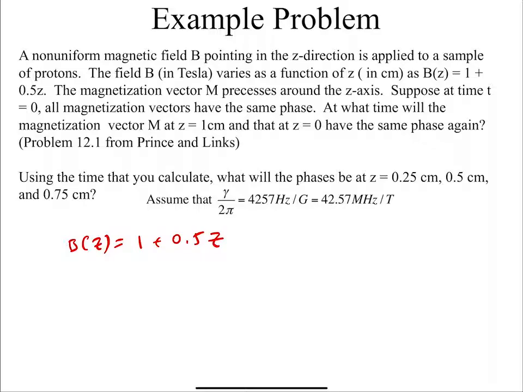So I want to ask the question, how long do I have to wait till they get back into the same place? It's like I have two runners. One's running faster than the other. At time equals 0, they're at the same place on the track. How much time do I have to wait till they get back to the same place on the track? All right, so that's the question. Let's work through that.